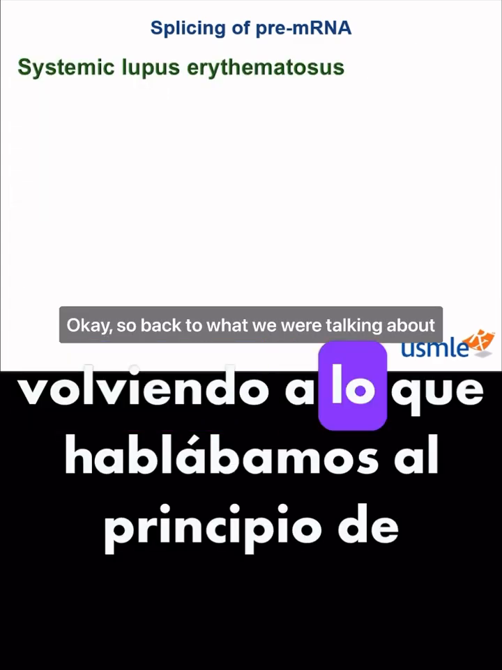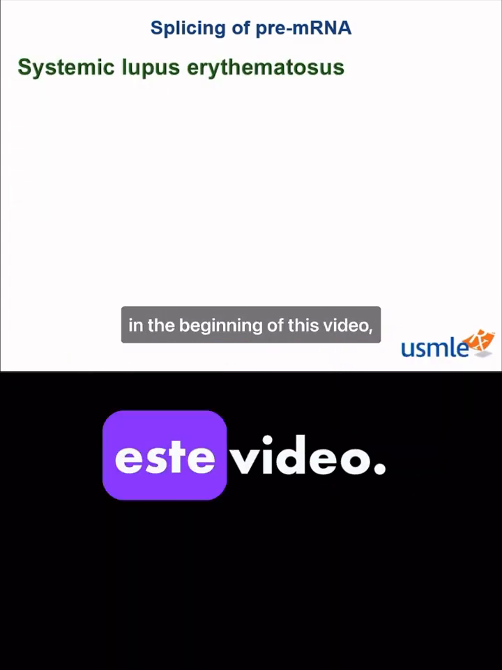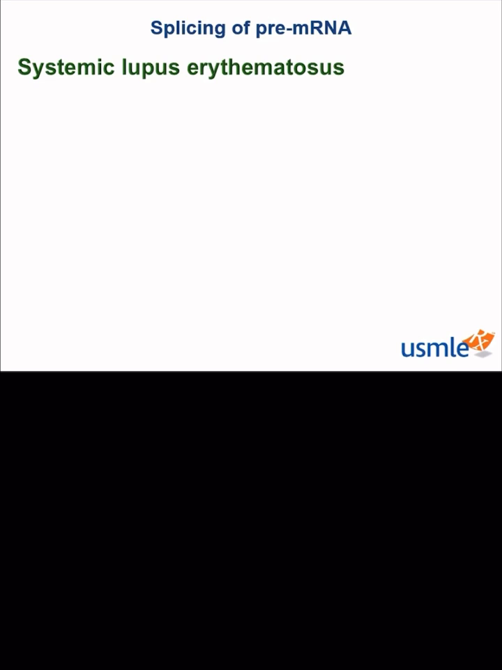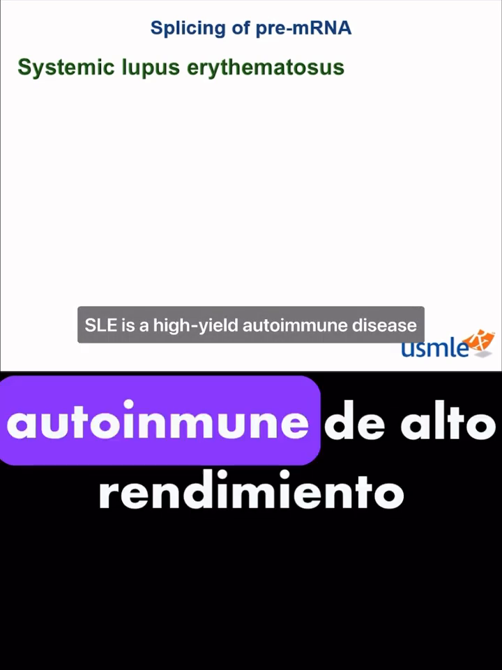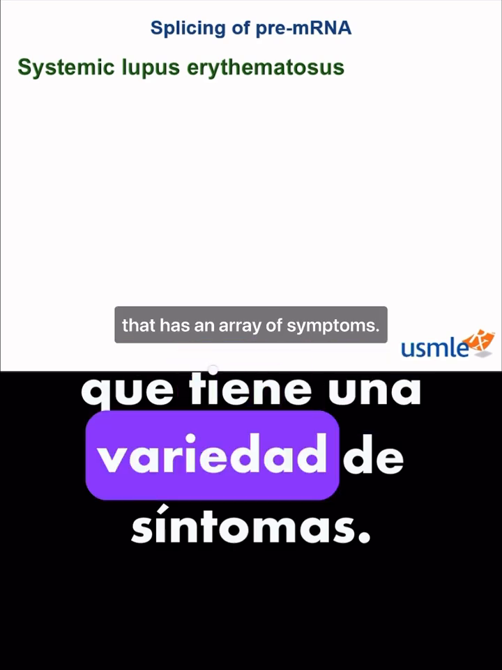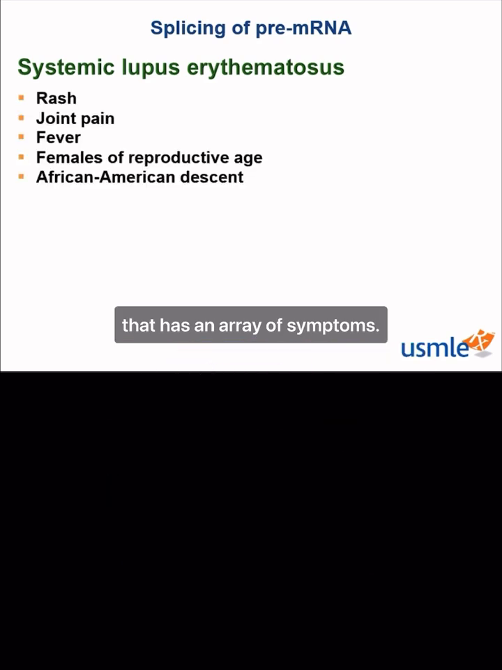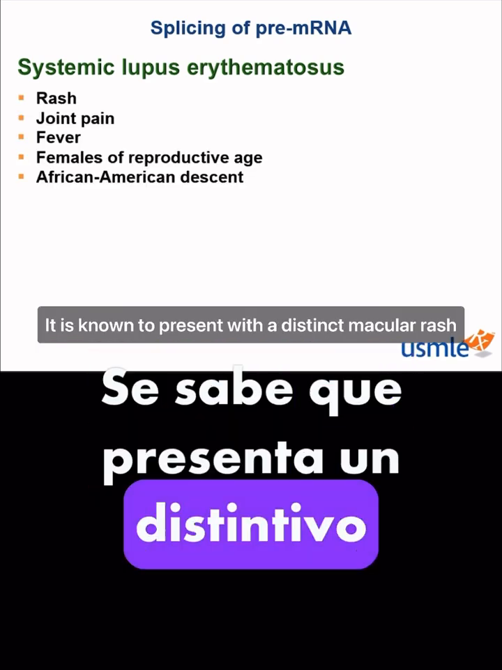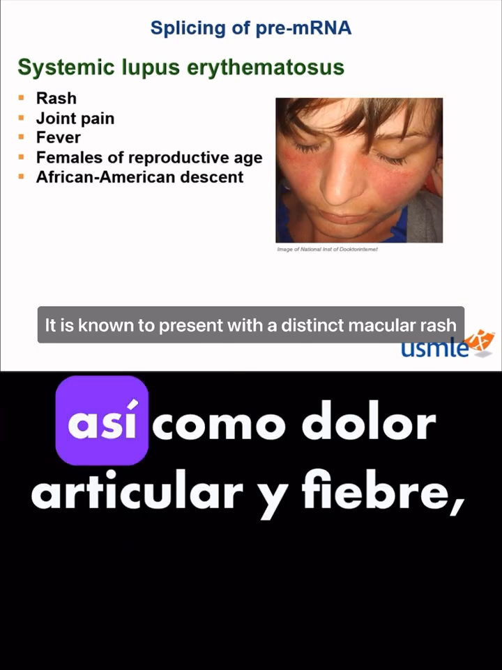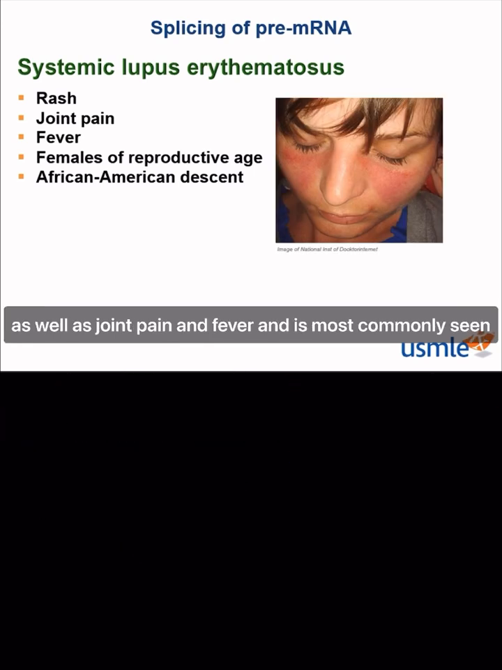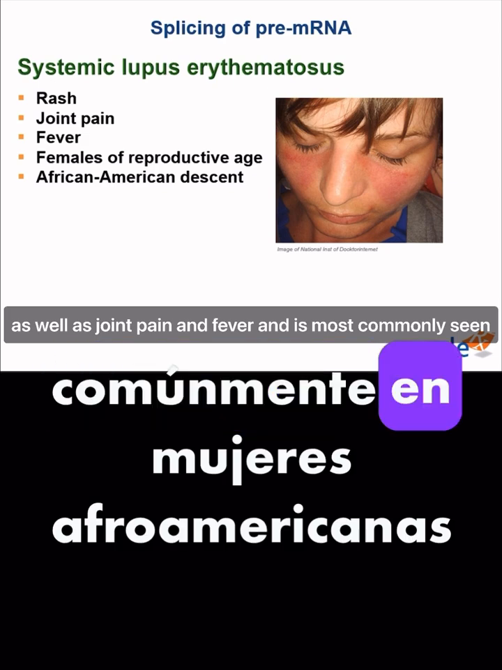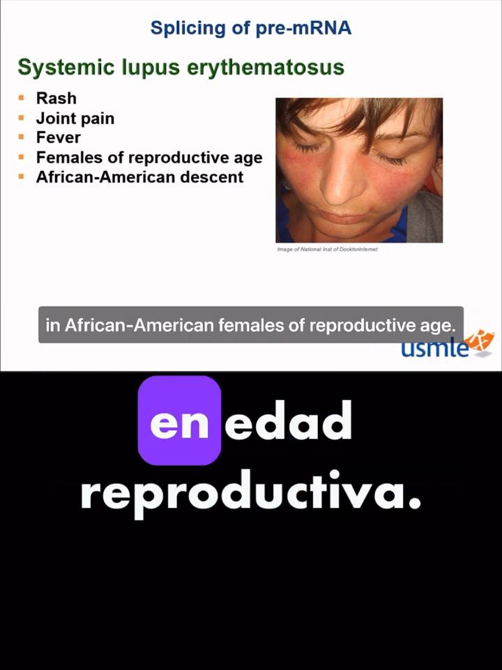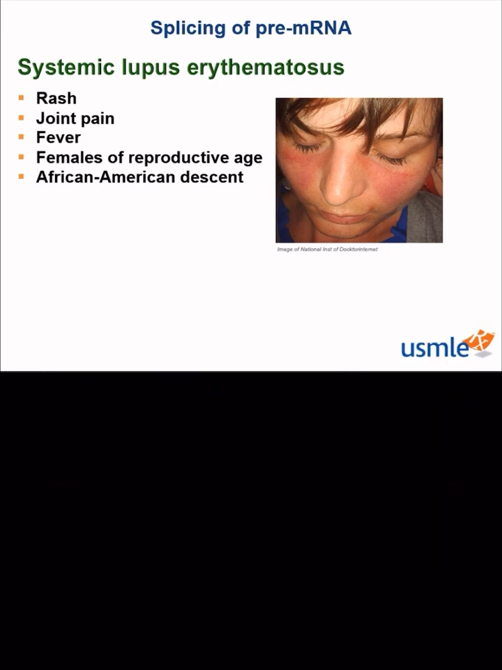Okay, so back to what we were talking about in the beginning of this video. SLE is a high-yield autoimmune disease that has an array of symptoms. It is known to present with a distinct macular rash, as well as joint pain and fever, and is most commonly seen in African American females of reproductive age.